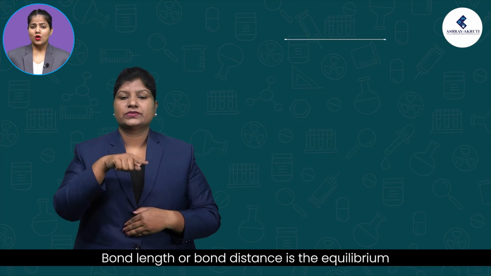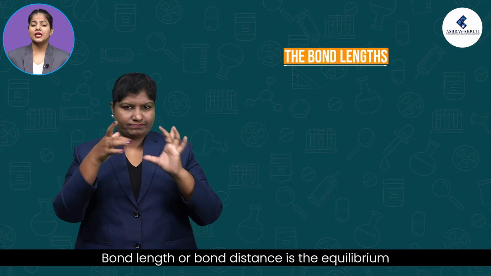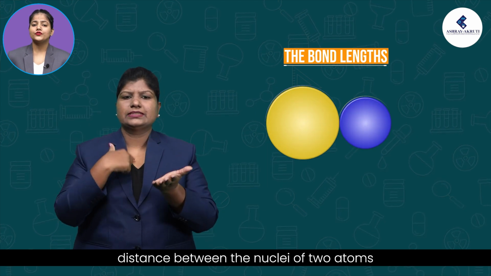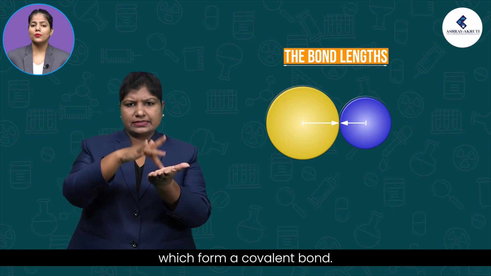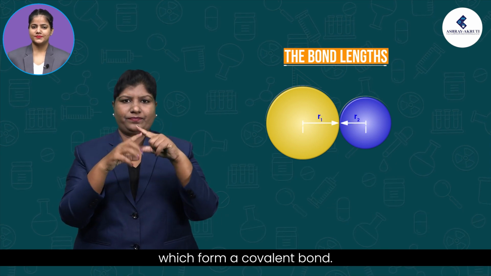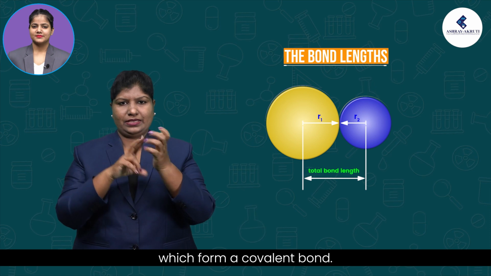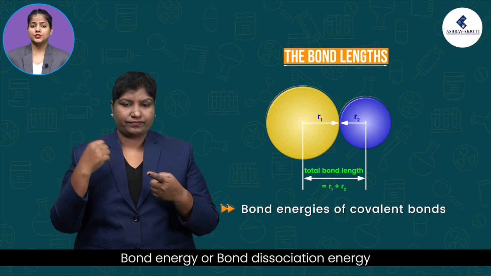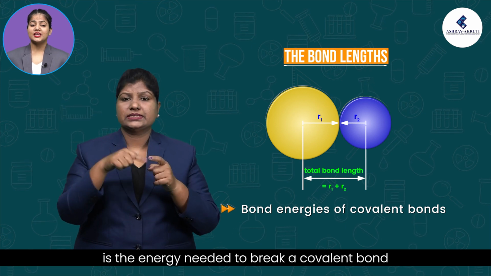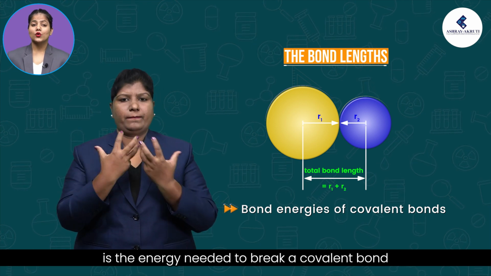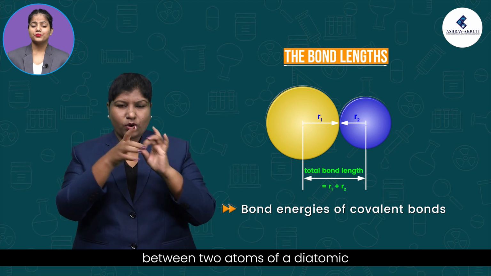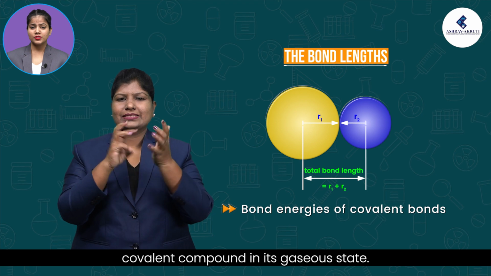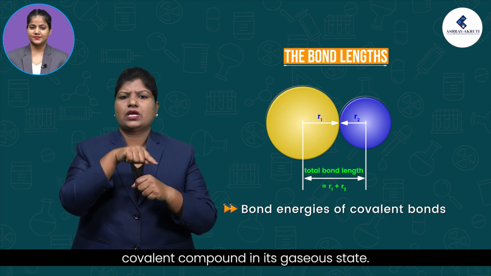Bond length or bond distance is the equilibrium distance between the nuclei of two atoms which form a covalent bond. Bond energy or bond dissociation energy is the energy needed to break a covalent bond between two atoms of a diatomic covalent compound in its gaseous state.